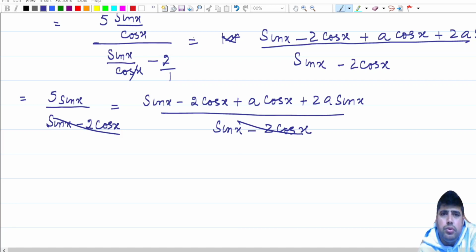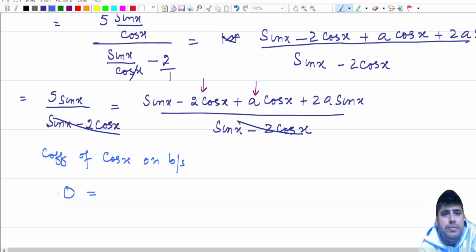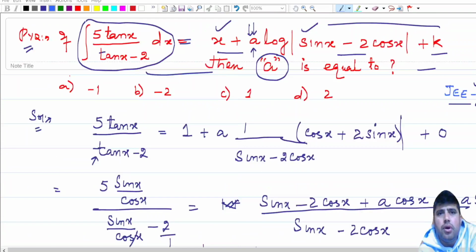Now you see the coefficient of cos x here is a, and the coefficient of cos x here is minus 2. I will equate the coefficients of cos x on both sides, as this is an equality. From the LHS the coefficient of cos x is 0, and from the RHS it is minus 2 plus a, so a is equal to positive 2. So a is equal to 2 is our answer. The option a equals plus 2, that's the D part.